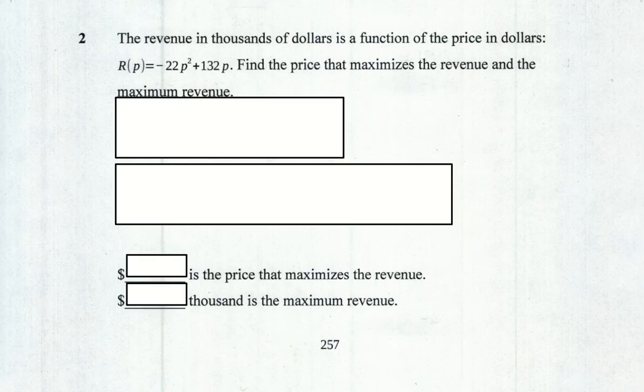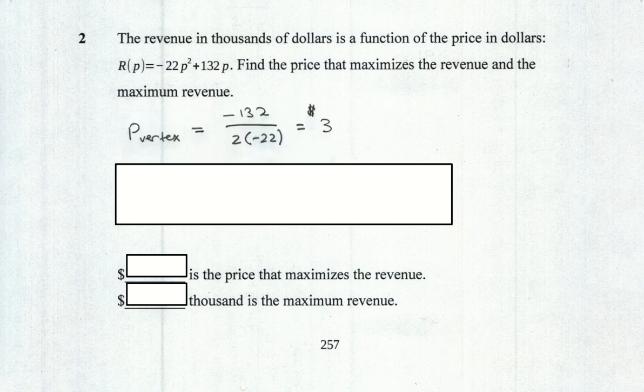Let's look at one more of these. We go through it a little bit quicker. The questions are all set up the same. They look the same in my open math. The revenue in thousands of dollars is a function of the price in dollars, and there's that function, that equation. The revenue as a function of the price is negative 22 times p squared plus 132p. Again, it says find the price that maximizes the revenue and the maximum revenue.